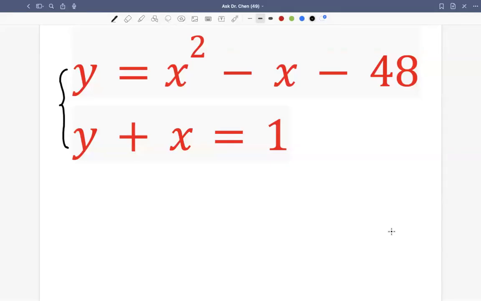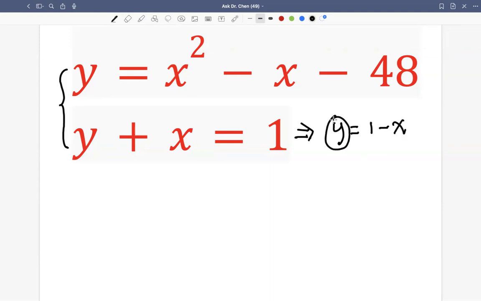Okay, let's see this question. So trying to solve this system of equations, the first equation is given as a quadratic with x squared. The second one is linear. So what do we do? One way we could do it is we solve for y in the second equation. So this one we can rewrite as y equals 1 minus x.